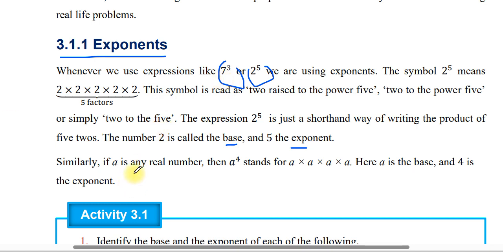Similarly, if a is any real number, then a to the power of 4 stands for a times a times a times a. Here a is the base and 4 is the exponent of the power.